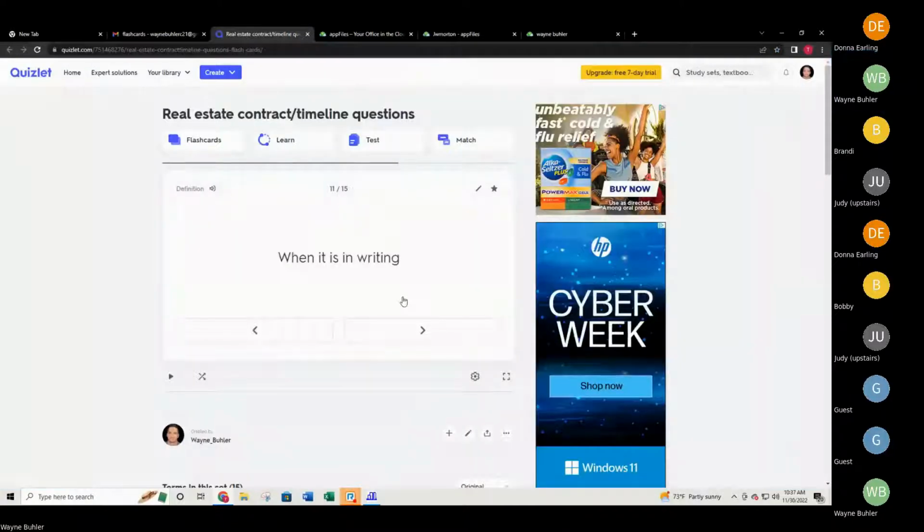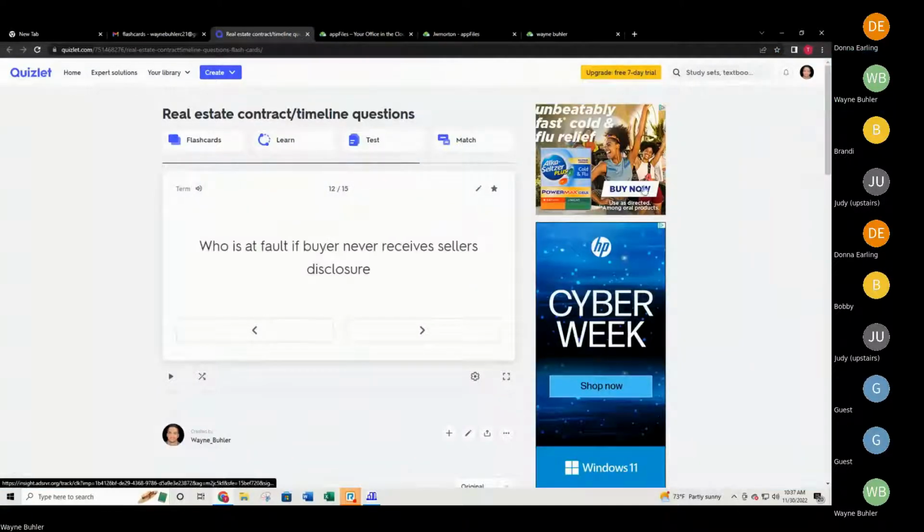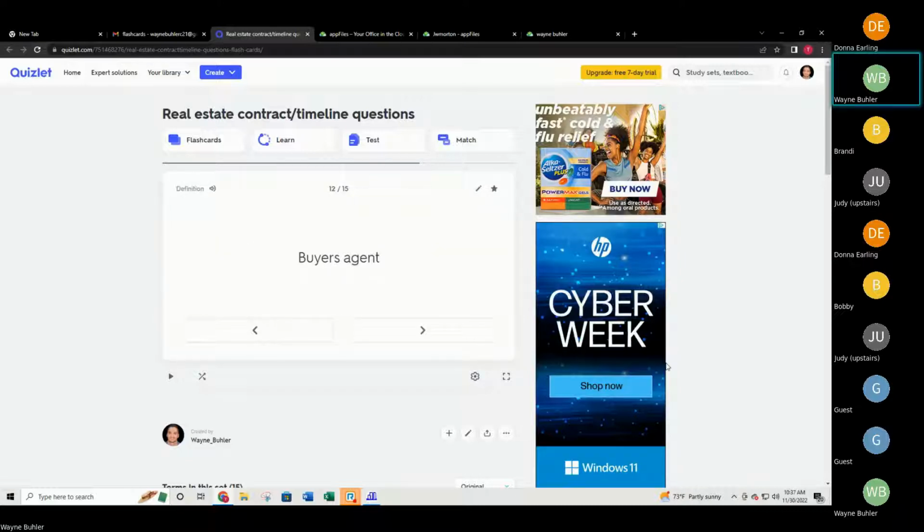Clear on that? We're almost done. Who is at fault if buyer never receives seller disclosure? The buyer's agent. Seller's agent, both. I mean, yes, but for the sake of this one, I'm saying buyer's agent.